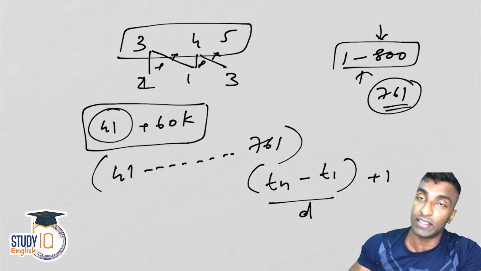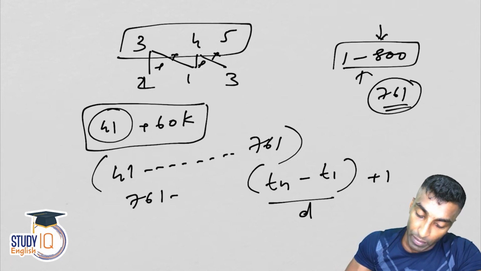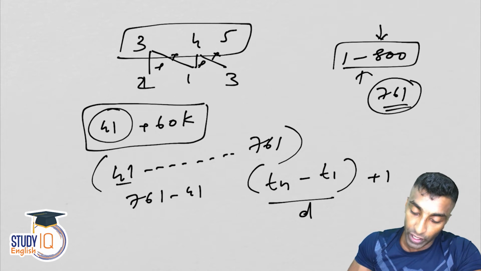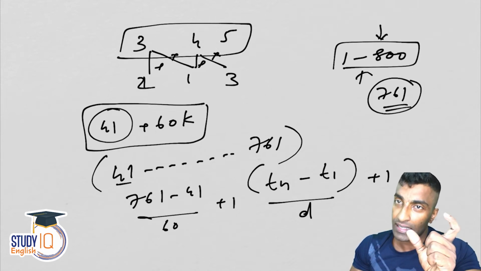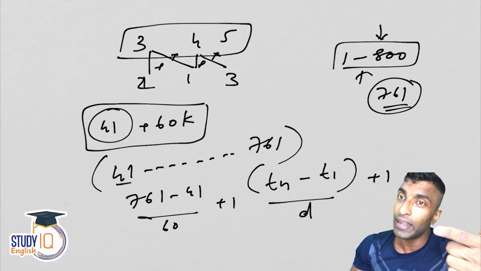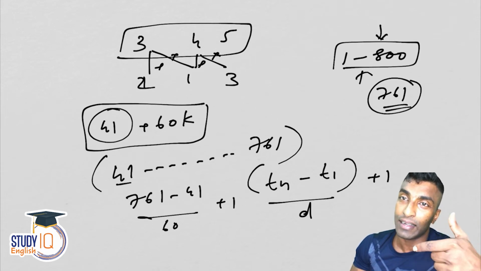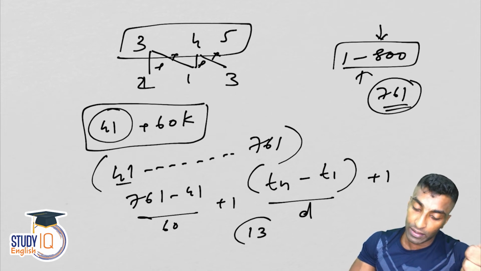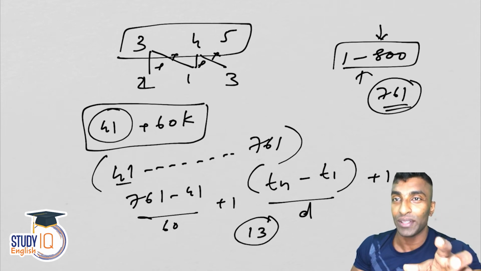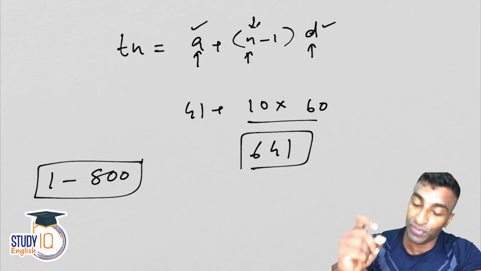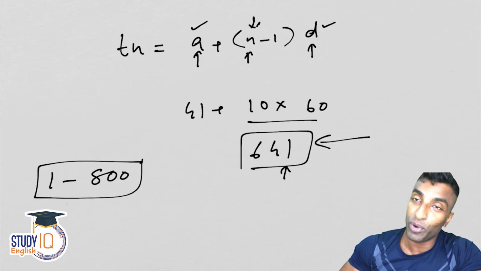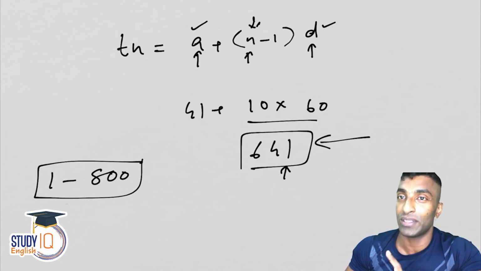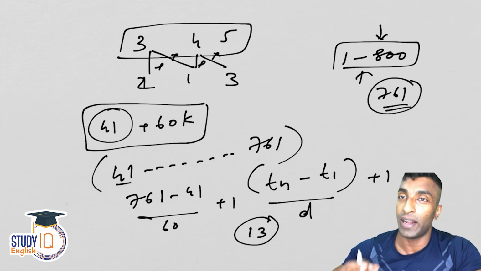So what is last? 761. 761 minus what is first? 41, divided by what is the common difference? 60, plus 1. So 761 minus 41 is 720. 720 divided by 60 is 12. 12 plus 1 is nothing but 13. And we know that it is actually the 13th term because just before we found the 11th term, then we added 60 to get 701, and 60 more to get 761. So otherwise, this is how you will be finding it.